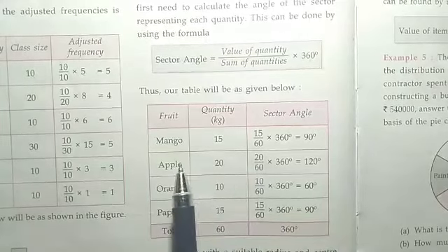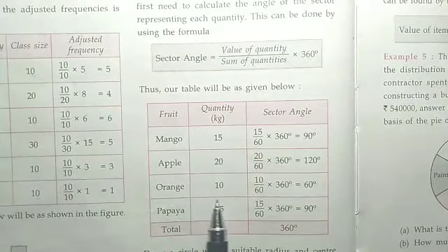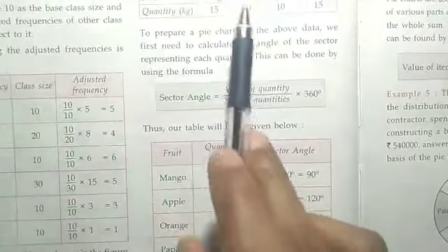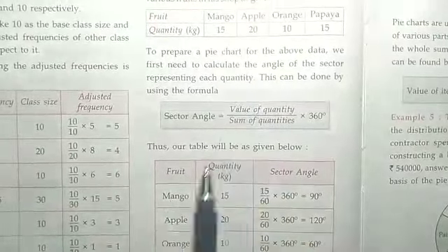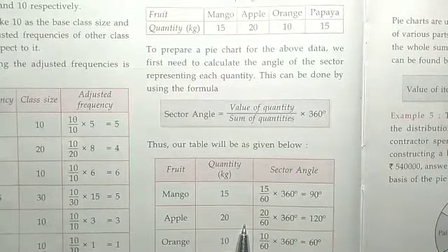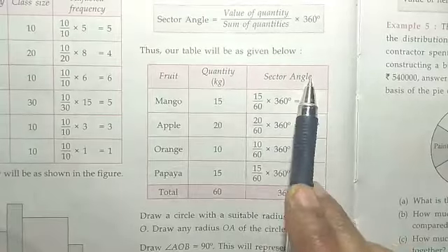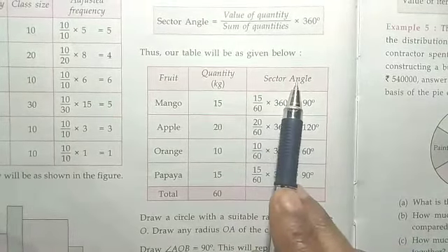So here we have to draw three columns. The first column fruit, the second column quantity. It is there in the question. The same we will write: mango 15 kg, apple 20 kg, etc. Then after that, in the third column we have to write the sector angle. Sector angle, how can we find out that?